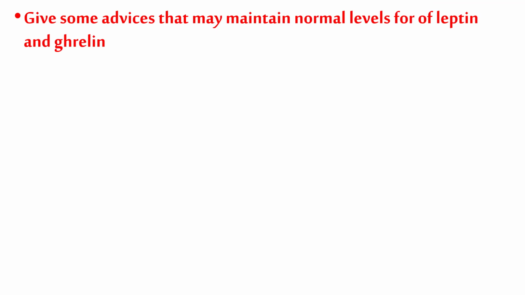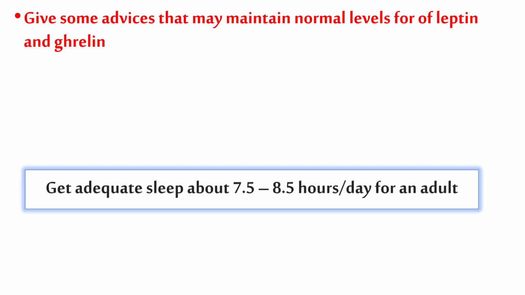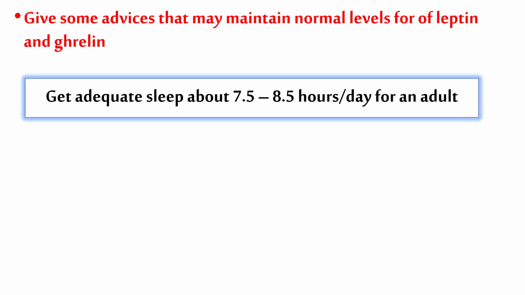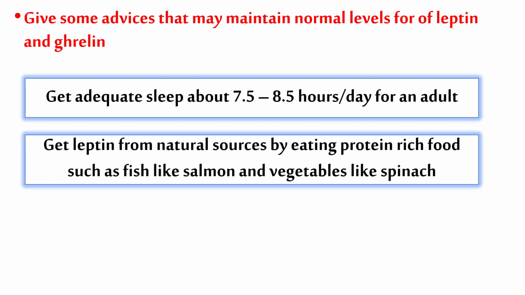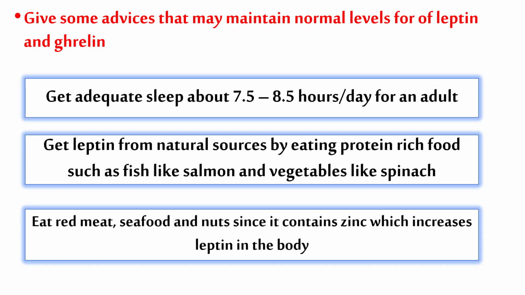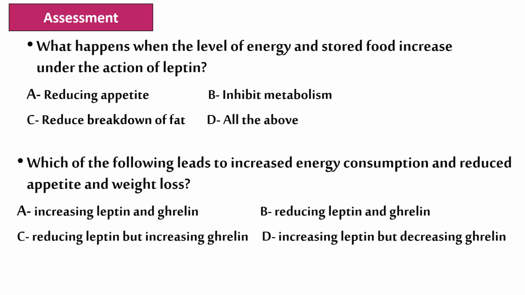Give some advices that may help maintain normal levels of leptin and ghrelin. First, get adequate sleep of about 7.5 to 8.5 hours per day for an adult. Get leptin from natural sources by eating protein-rich food such as fish like salmon and vegetables like spinach. Eat red meat, seafood, and nuts since it contains zinc, which increases leptin in the body.